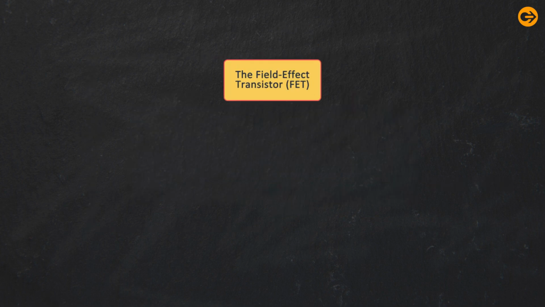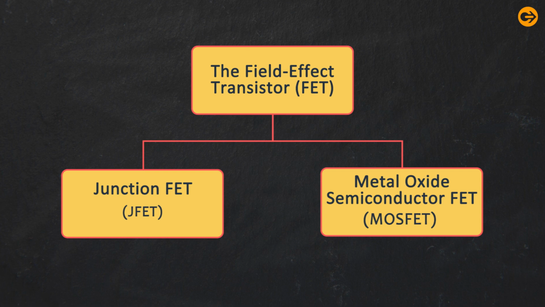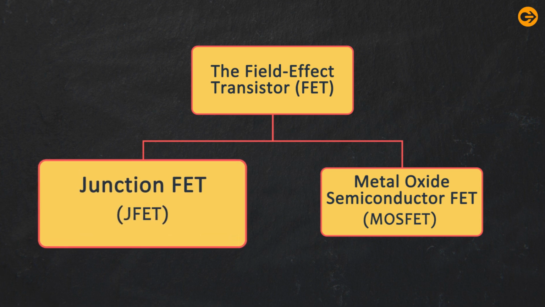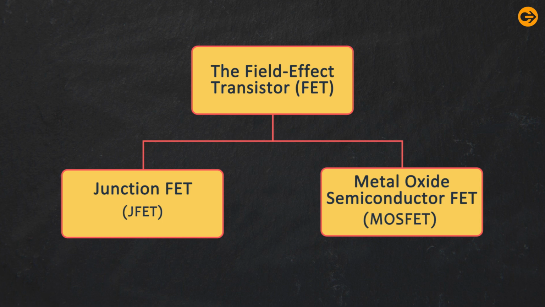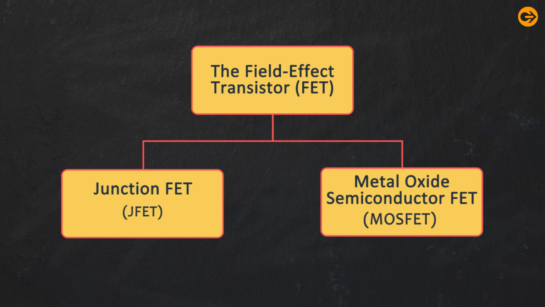Now, field effect transistors are categorized into two parts. The first one is JFET, or junction field effect transistor. The second one is MOSFET, or metal oxide semiconductor field effect transistor. In this section, we will be learning about JFET in detail.